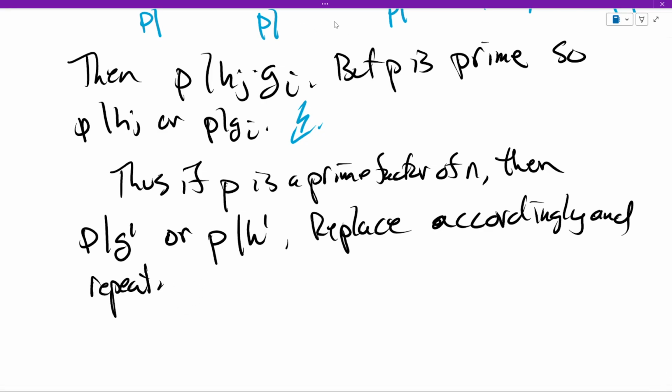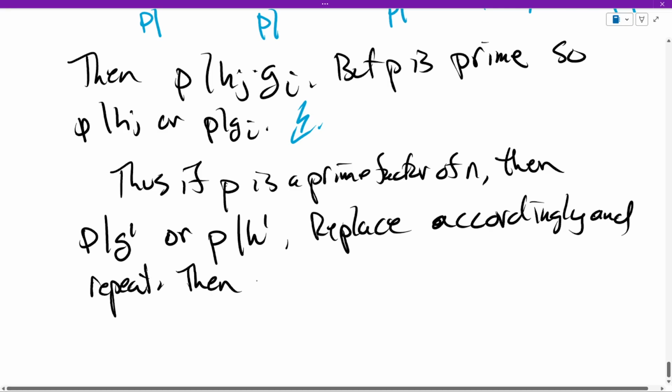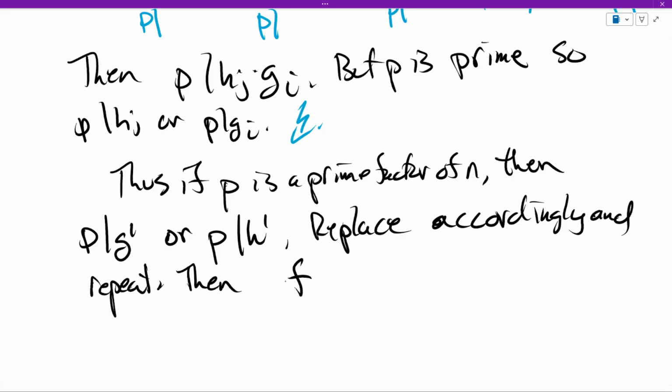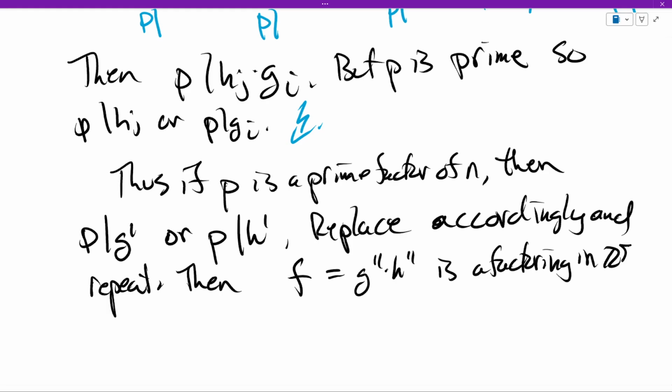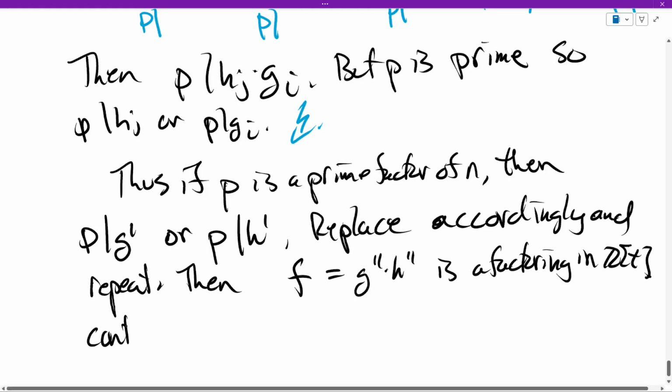I guess, let me not end the proof there just yet. After we've canceled all the prime factors of n, there's just a 1 left, and we have some G double prime, H double prime that is a factoring in Z adjoin t. And of course, the degrees never change in this process. This is an honest factoring into terms of smaller degree. And this contradicts the irreducibility of f over Z.